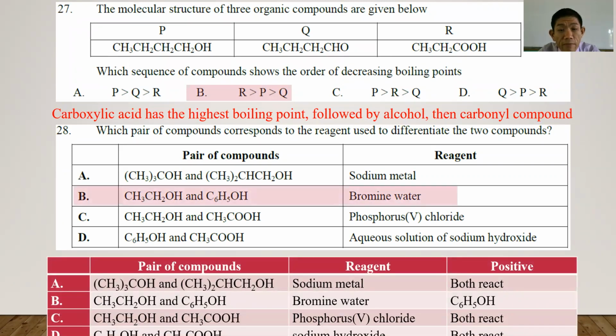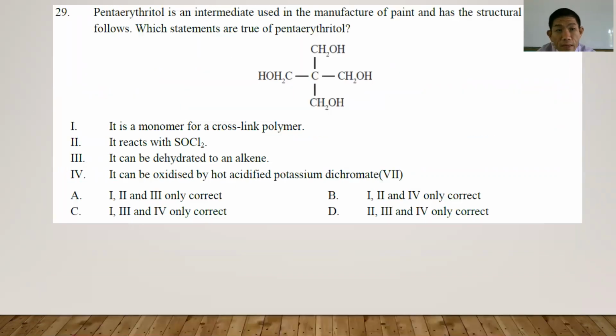And then C, phosphorus pentachloride. So both alcohol and carboxylic acid can react with phosphorus pentachloride. So C is not correct. And then finally D, C6H5OH and CH3COOH. Can you use sodium hydroxide? No, because both phenol and also ethanoic acid can react with sodium hydroxide. Okay, so the best answer in here is still B.